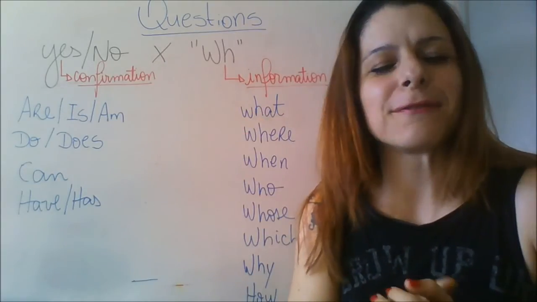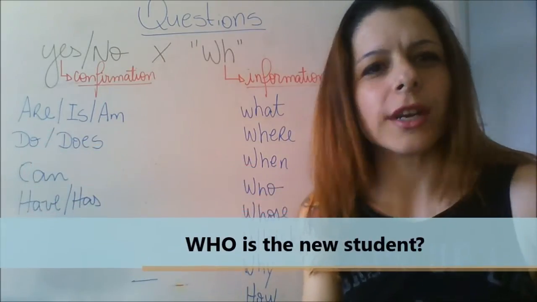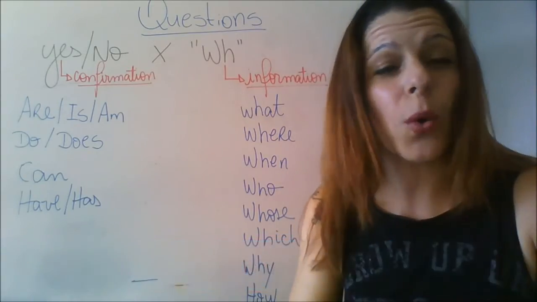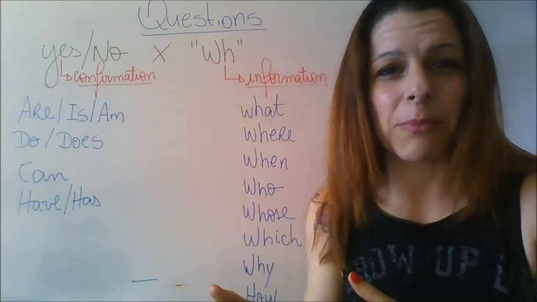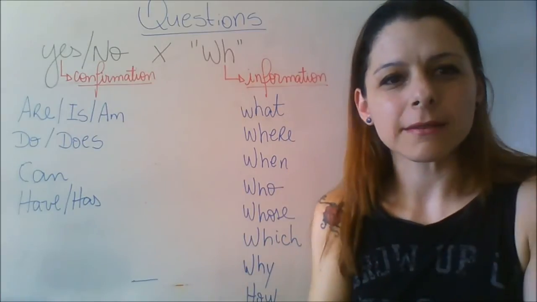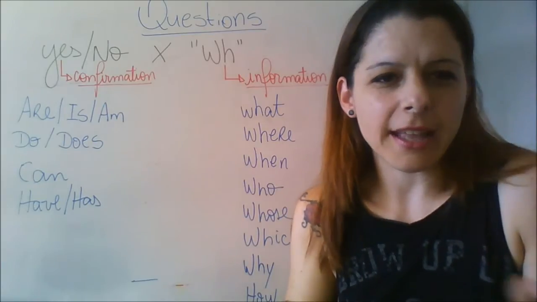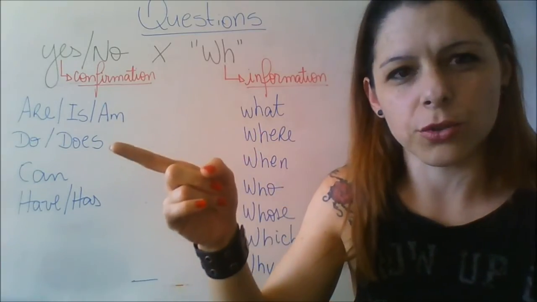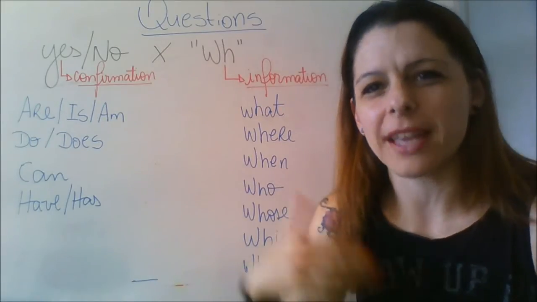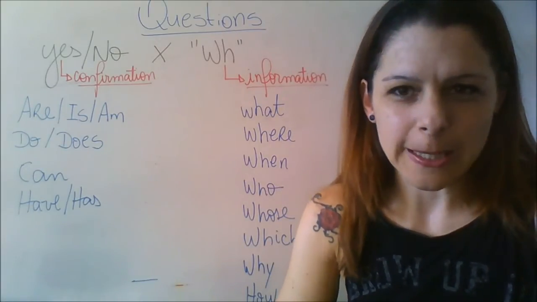And one example of WH question, for example, who is the new student? You see the difference? Now I have no idea about this information, so I need the correct answer. So who is the new student? And then you can answer, I am the new student, or she is the new student. Well, I don't know. All right, so that's the difference between yes or no questions and WH questions.